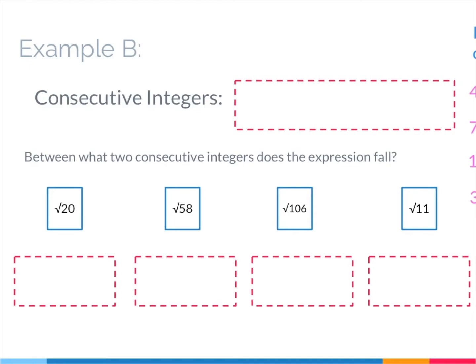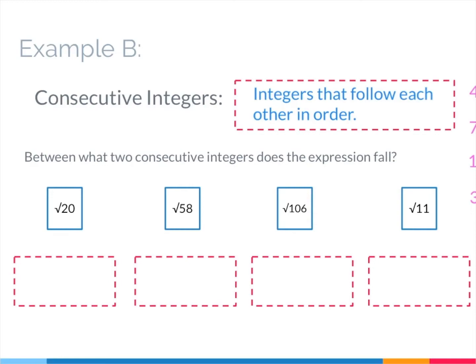So now we need to know what consecutive integers are. Consecutive integers are integers that follow each other in order, like 1 and 2, or 3 and 4, or 9 and 10. Those numbers are in order, they're consecutive, they're one right after the other, so those are consecutive integers. So we're talking about the square root of 20.